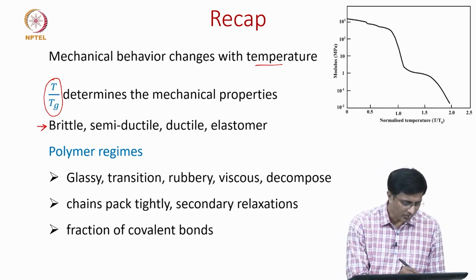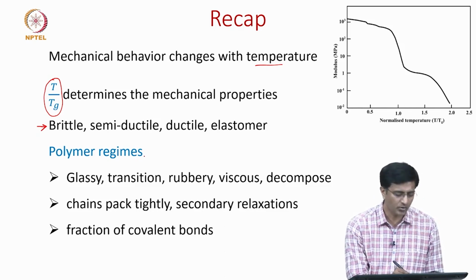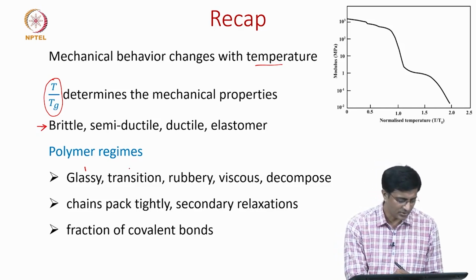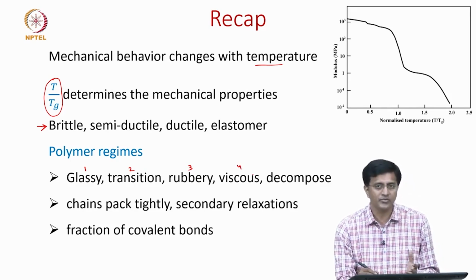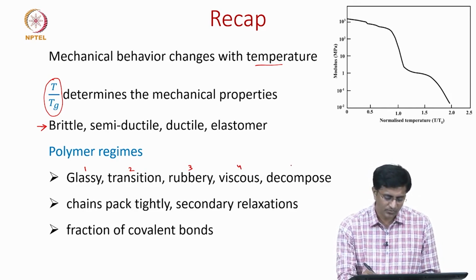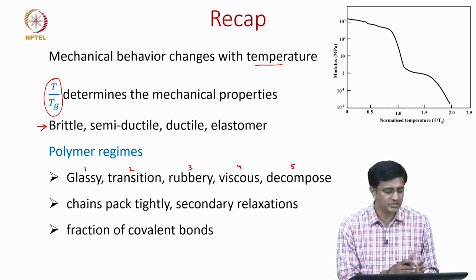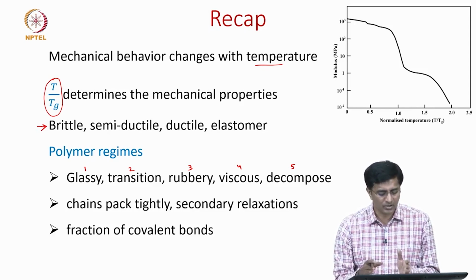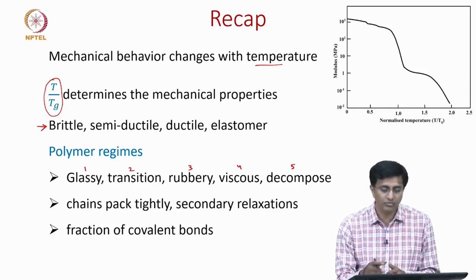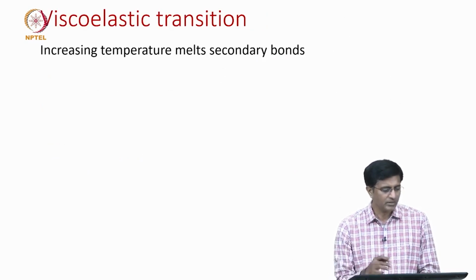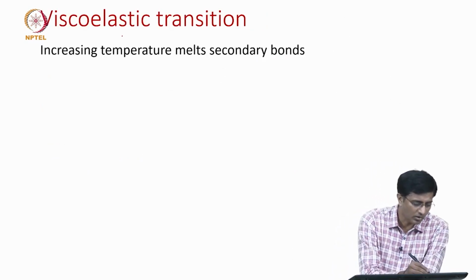So, we were discussing the different regimes an amorphous polymer shows, saying that at low temperatures it shows the glassy regime, and then the transition regime, rubbery, and viscous, and not for amorphous but for crystalline polymers we see decomposition at very high temperatures. Previously we have only seen the glassy region, but let us now look into the remaining 4 regimes. So, we will start with viscoelastic transition, it is also called glass transition.